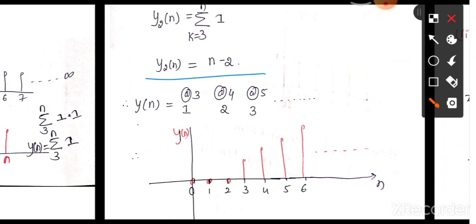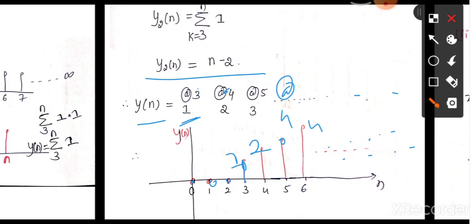Finally, you can write y of n. At n equal to 3 you have got 1. Before that all values were 0. At 3, 1 magnitude. At 4 you have 2 magnitude. At 5 you have 3 magnitude. At 6 you will have 4 magnitude, and so on. It continues because it is an infinite signal, discrete but infinite.